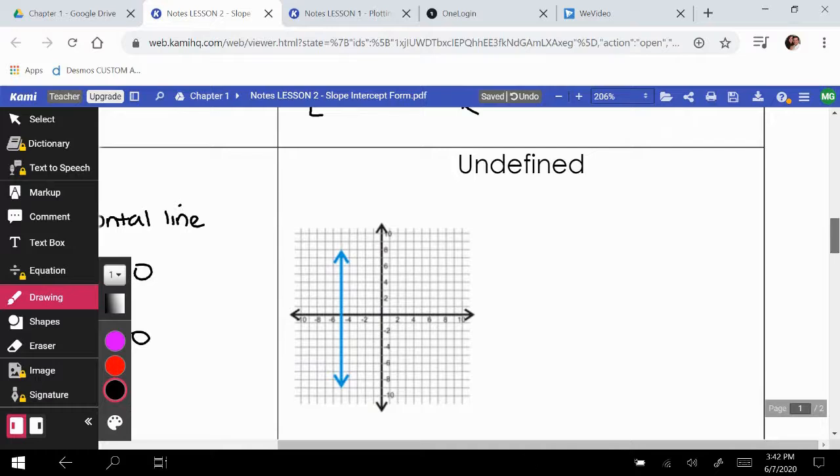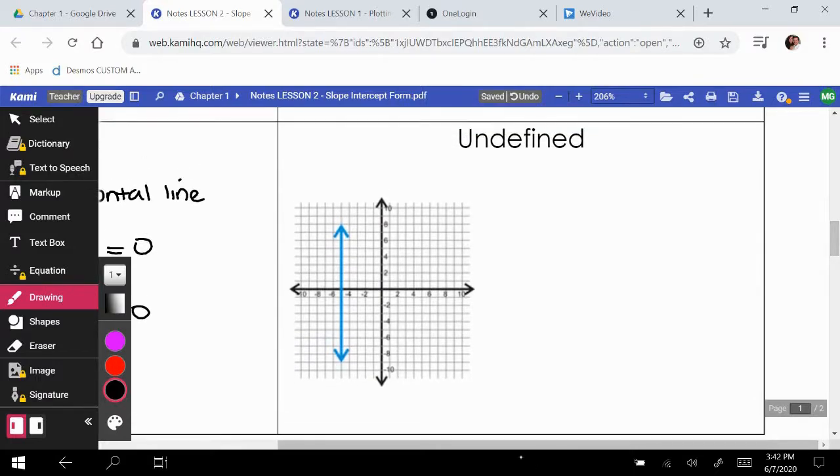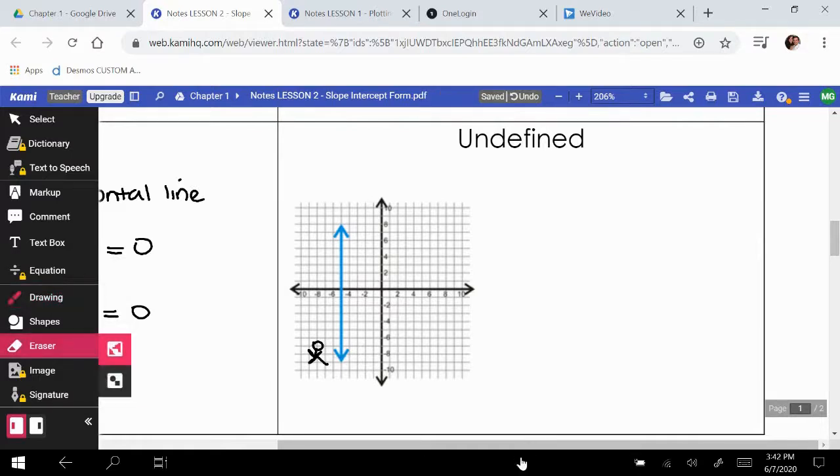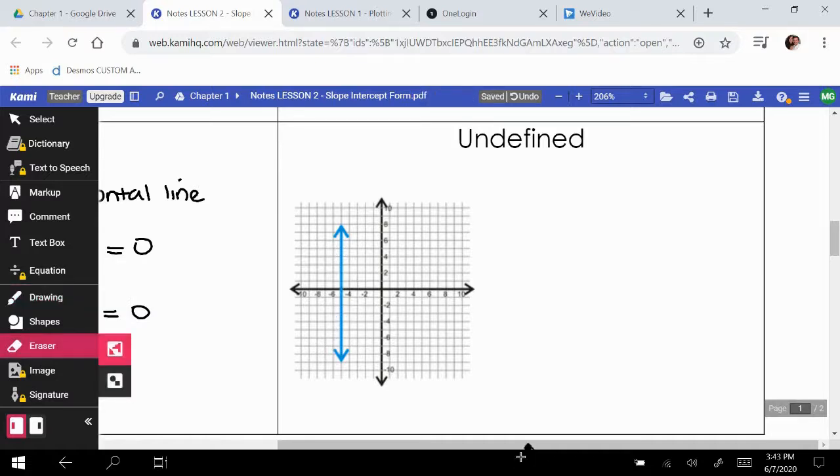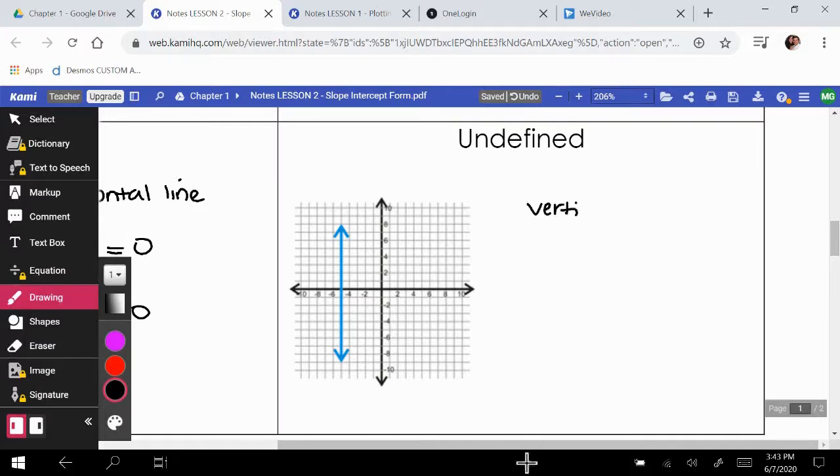For undefined, that's when we see a line moving up and down. Imagine you have a person over here. Can it just walk straight forward? No, it's got this wall. Can a person go whoop, up a wall? I mean, not really unless you're Spider-Man. So we like to say that this is an undefined slope or an undefined grade. Okay, so we use that when we have vertical lines.